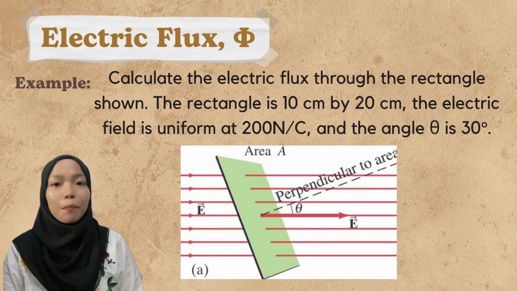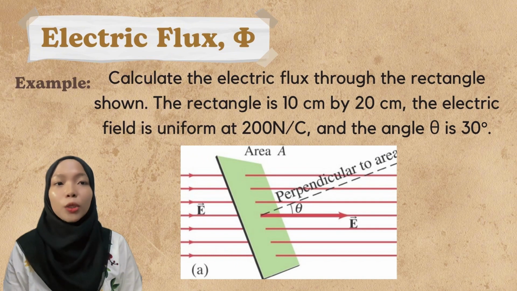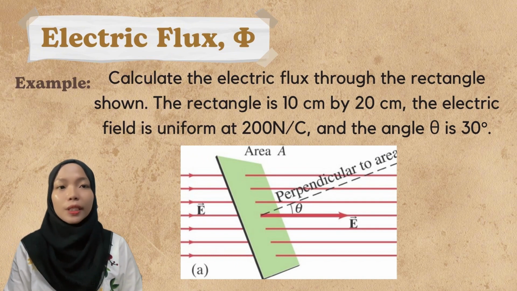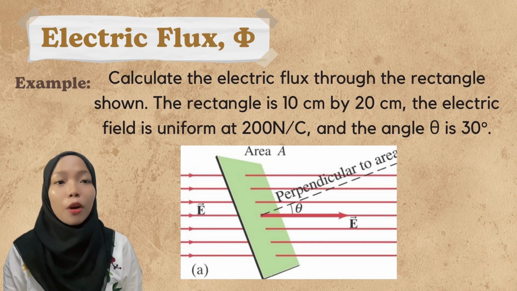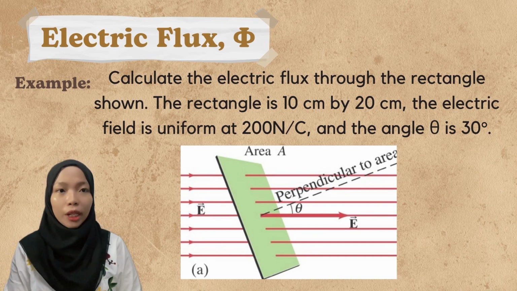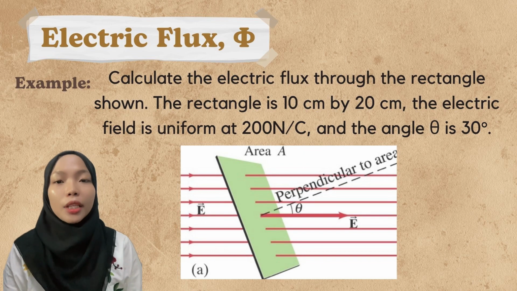This is an example question for electric flux. Calculate the electric flux through the rectangle shown. The rectangle is 10 cm by 20 cm. The electric field is uniform at 200 Newton per coulomb and the angle theta is 30.